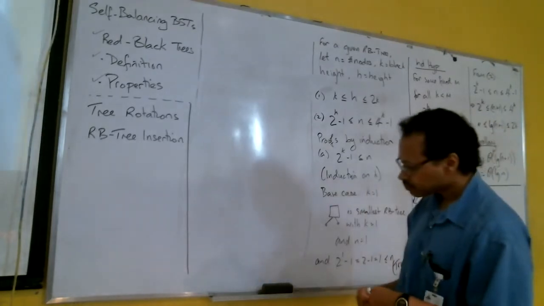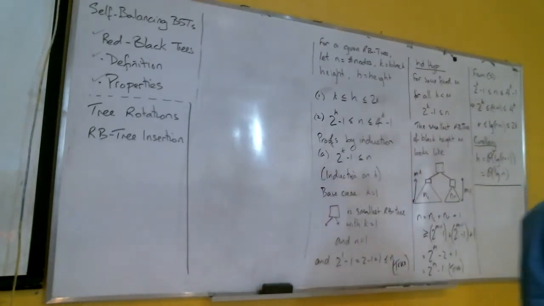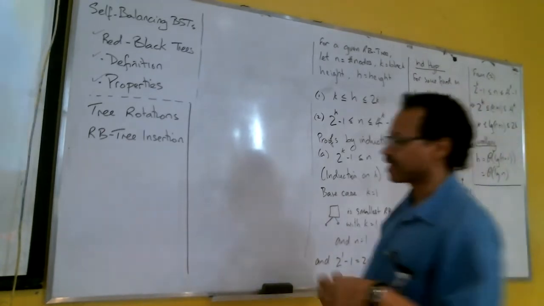All right, so there are two kinds of rotations. We can either rotate left or we can rotate right. Let's talk about what each of those looks like.